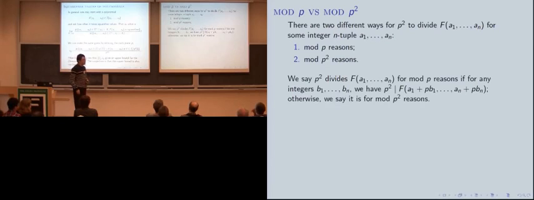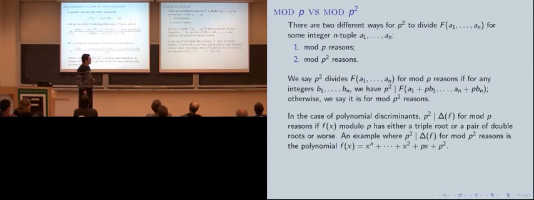Mod p reasons just refer to the fact that you only need to know what the a_i are mod p to conclude that p squared is dividing f. In other words, no matter how you perturb the a_i by multiples of p, you will not change divisibility. p squared will still divide f. And that's what it means to be mod p reasons. If this fails, if you can change a coordinate by multiples of p that destroys divisibility by p squared, then it's really for mod p squared reasons. Basically, it's just what you expect the definitions to be.